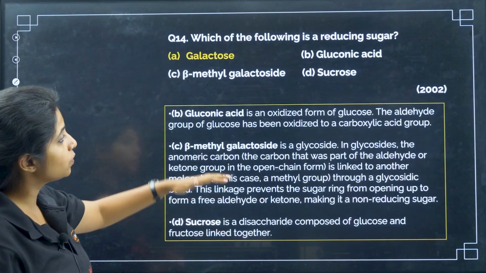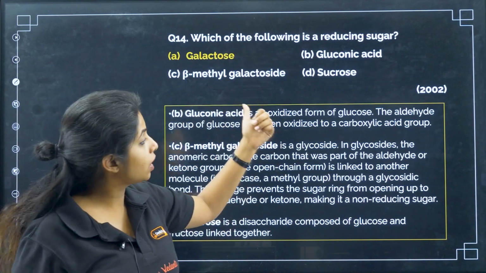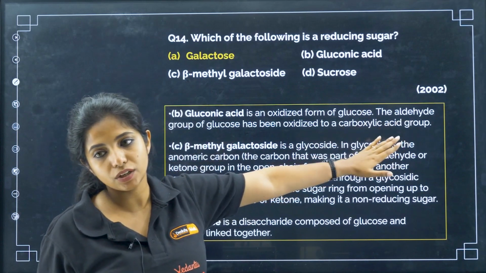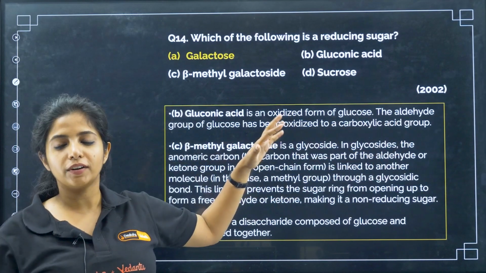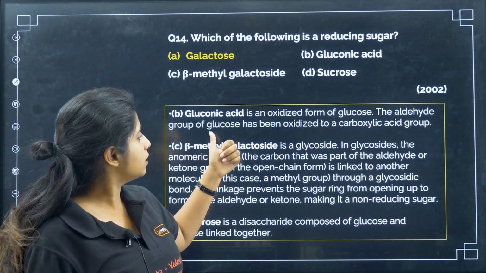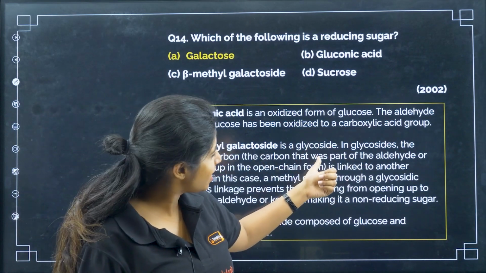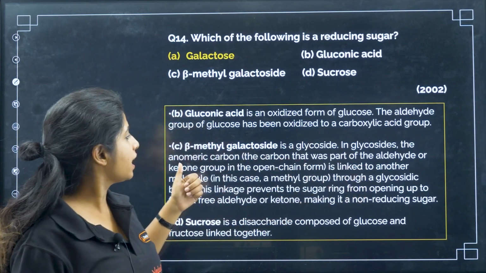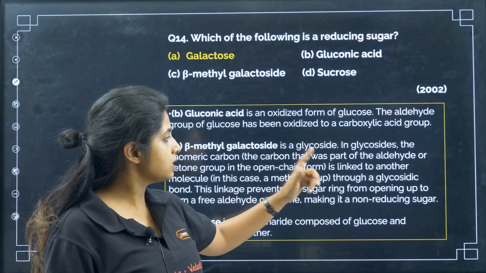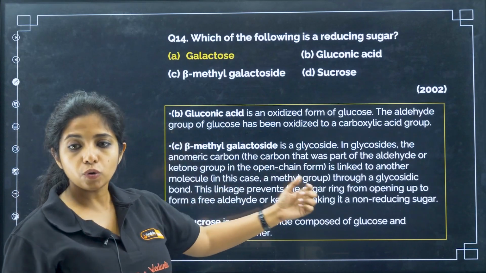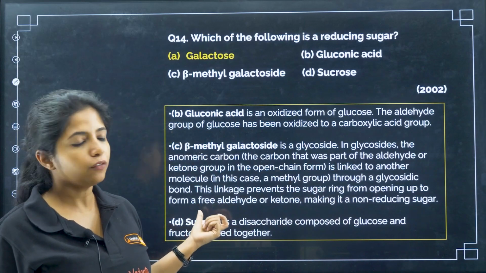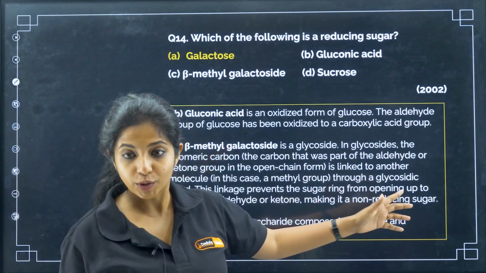So, over here I have the reason why others are not. Gluconic acid is an oxidized form of glucose. The aldehyde group of glucose has been oxidized to a carboxylic acid group, which is why it is now no longer available to act as a reducing sugar. Now, beta-methyl galactoside is a glycoside. In a glycoside, the anomeric carbon, the carbon which is a part of an aldehyde or ketone group, is linked to another molecule, that is a methyl group, through a glycosidic bond. This linkage prevents the sugar ring from opening up to form a free aldehyde or ketone, making it a non-reducing sugar.